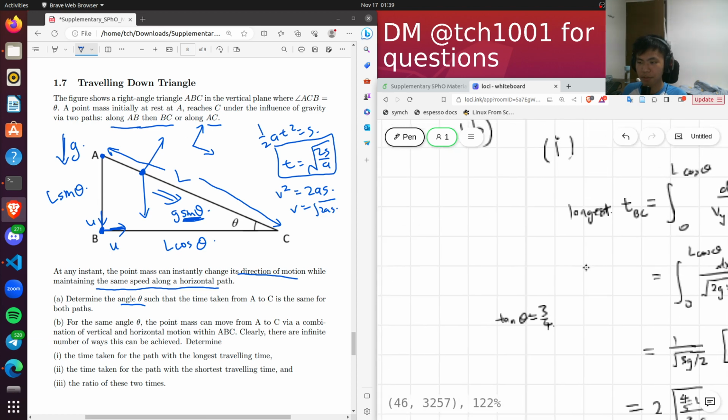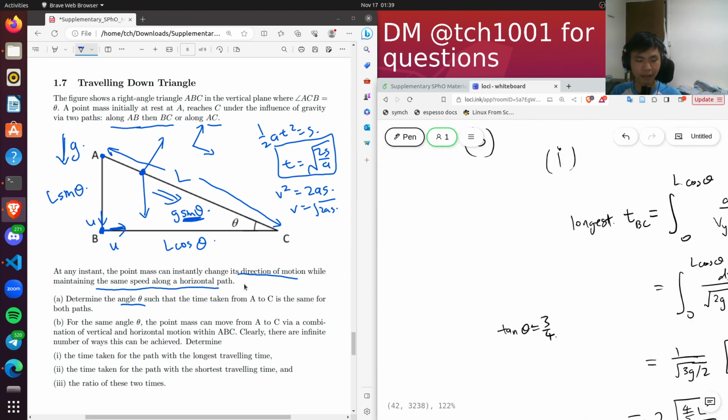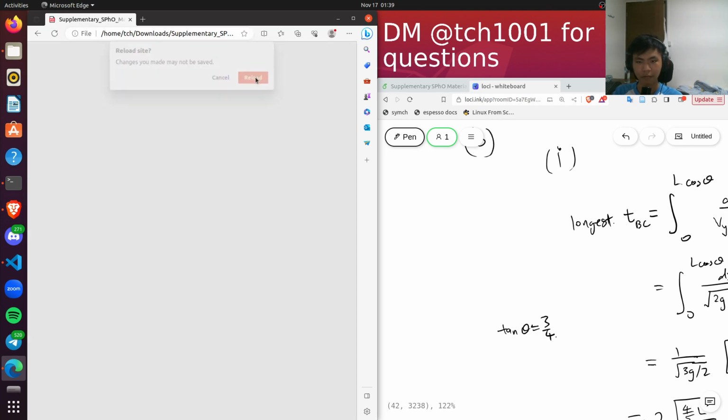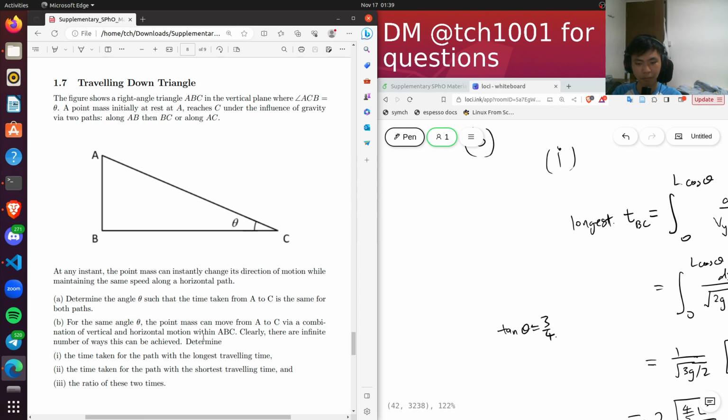So okay, now for part B, that's where it starts to get interesting. For part B, we're given that for the same angle theta, so we're using the same angle as part A, the point mass moves from A to C via a combination of vertical and horizontal motion within ABC. So what that means is, okay, let me just refresh the page over here so they can clear it. It means that within ABC, it's actually not traveling inside the triangle, right?